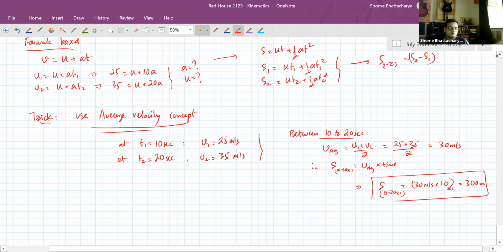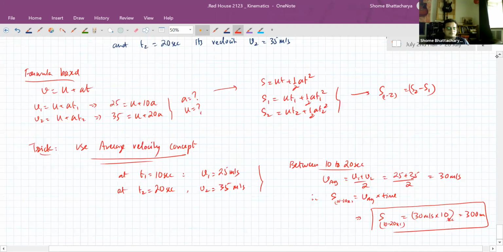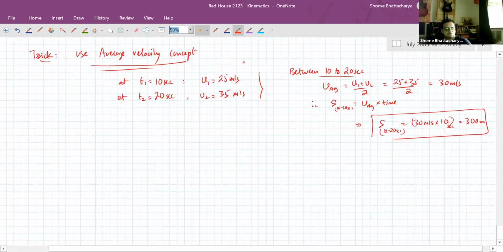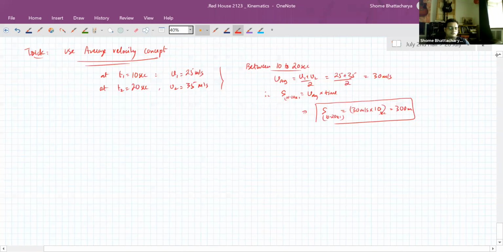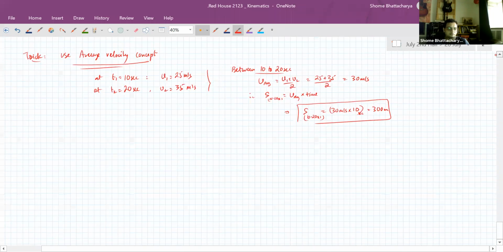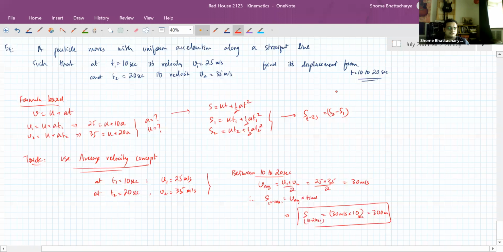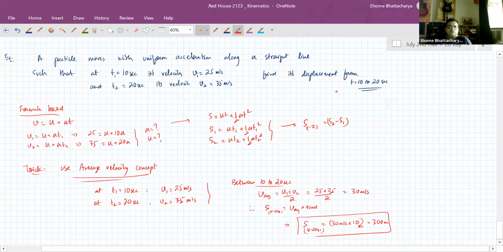Okay. I'll also verify this for you with the formula-based method, and we'll also understand this graphically, but you will see how this approach gives you a distinct advantage in this type of question. It becomes a very nice shortcut trick for questions where two random instants of time are given to you and the velocities are given at those two instants. You want to calculate either directly average velocity or displacement or something like that.